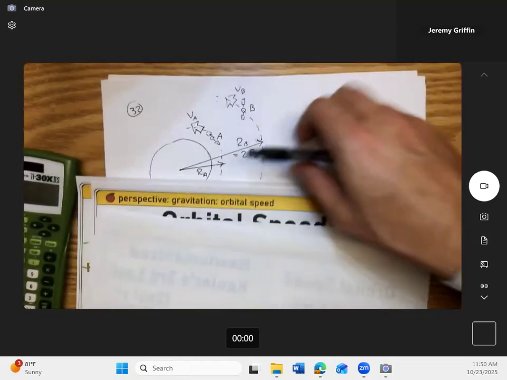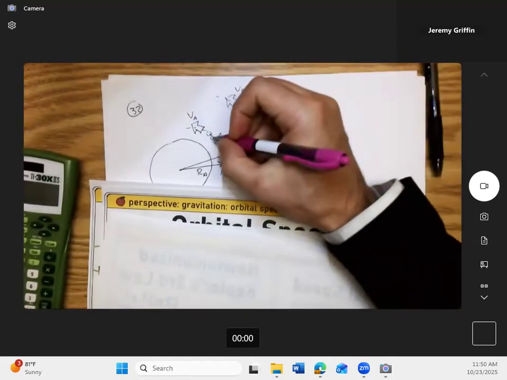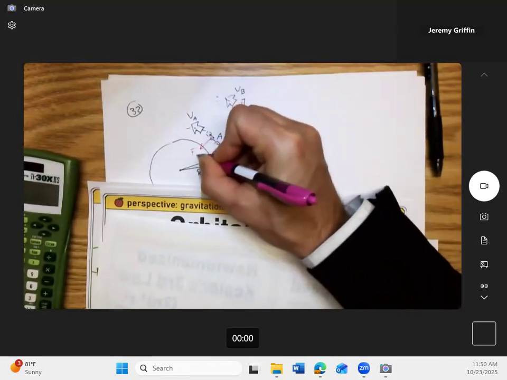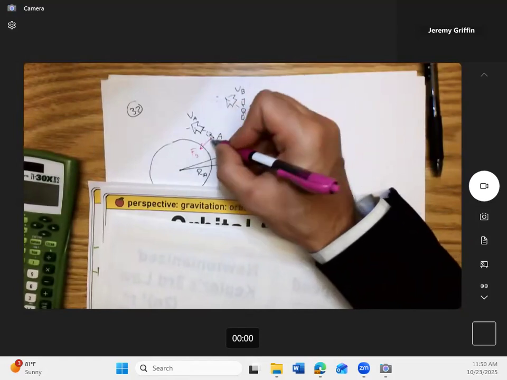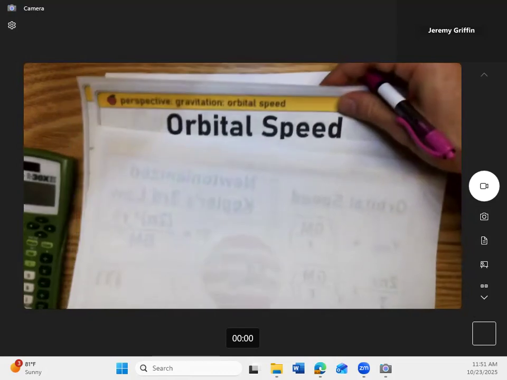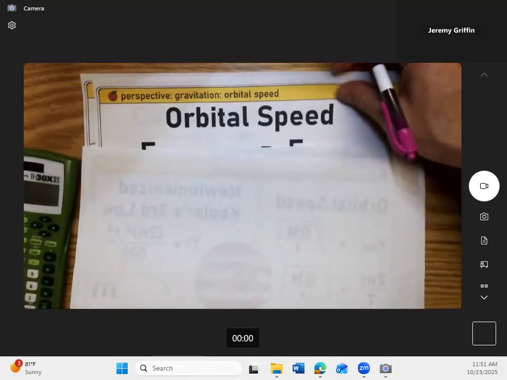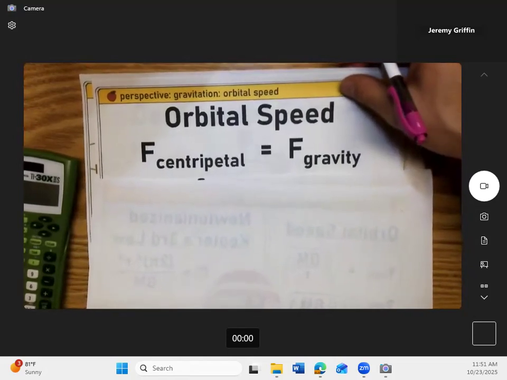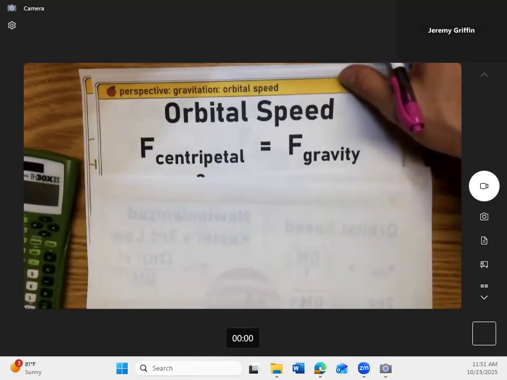So maybe it would be helpful to have a free body diagram on the satellite. This satellite has a weight pulling straight this way, F sub g, gravitational force. Is there any other force? No, just that one. And that gravitational force is acting as what kind of force? Centripetal. Here's your first step: centripetal force provided by universal gravitation.